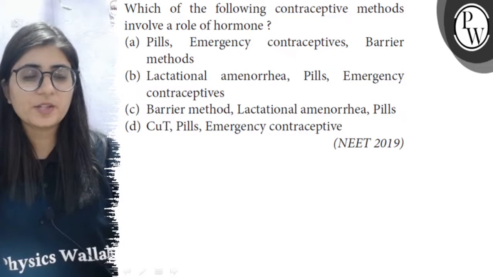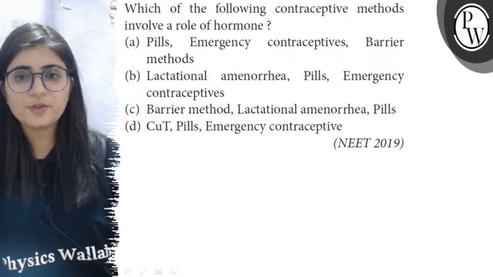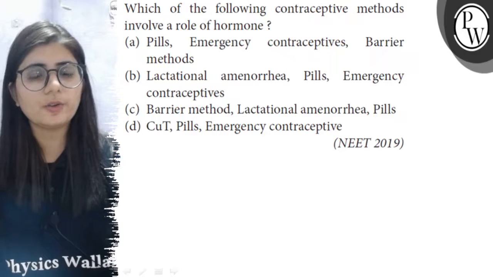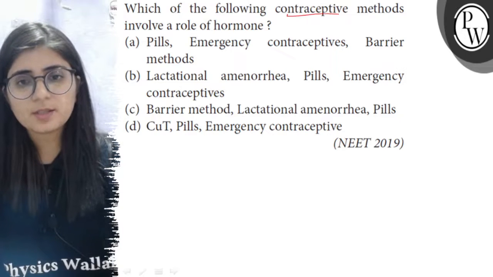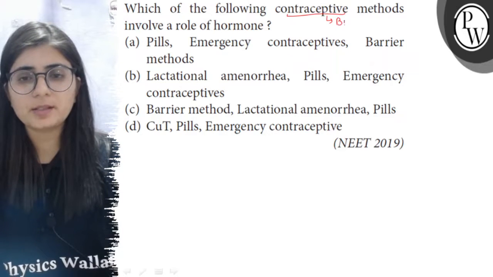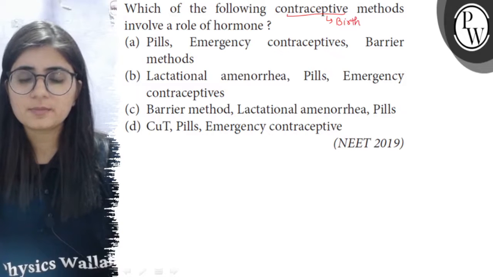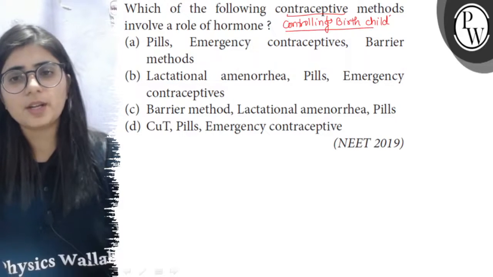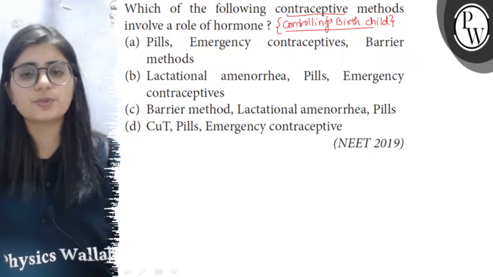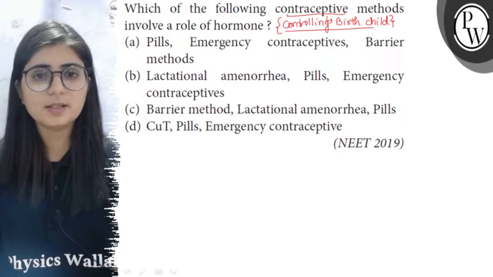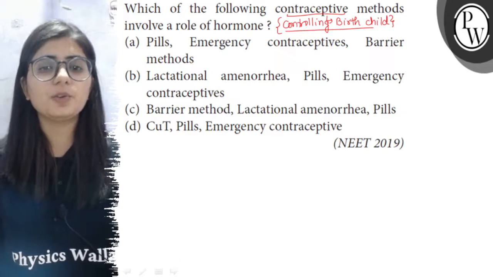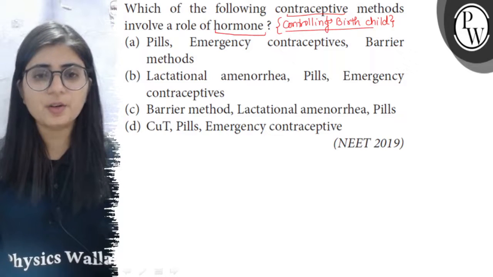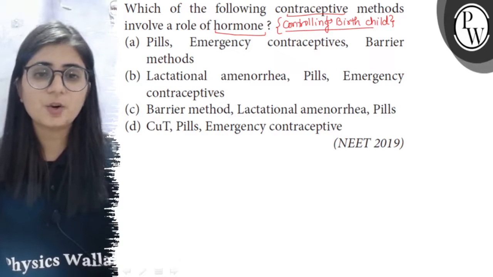Hello बच्चों, the question is which of the following contraceptive methods involve a role of hormone? Methods of contraception means the methods used for controlling childbirth. If a couple doesn't want to have a child, these methods are used. There are several types of methods, but here we have to find out the methods which are based on the hormonal action. So let's see the options one by one.